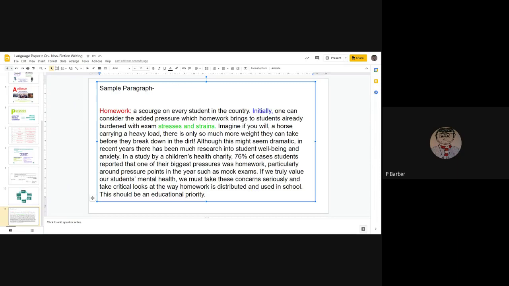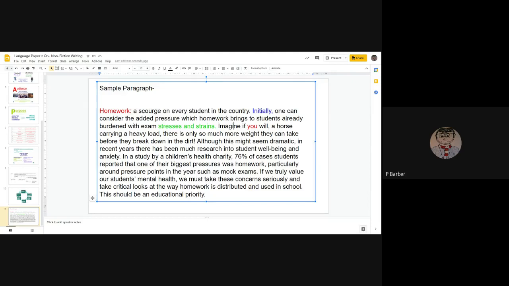I could have changed the sentence and said the added pressure which homework brings to students already burdened with exam cramming and crushing, for example, would be another good example of alliteration. Imagine if you will. Now, what I've tried to do here is to invite the reader to think about things from their point of view. So I'm giving them a command, imagine if you will. So that's a pronoun. It's not quite a rhetorical question, but it's still using that second person voice.